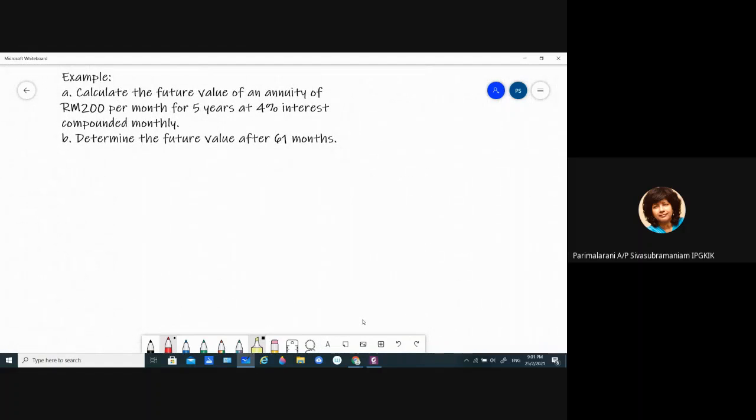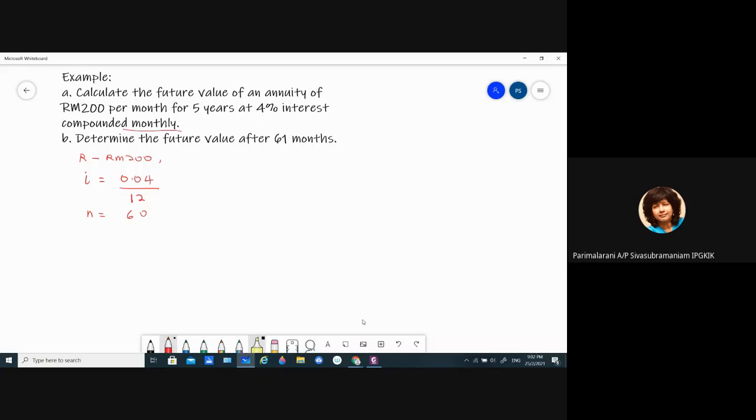Calculate the future value of an annuity of 200 ringgit per month for 5 years at 4% interest compounded monthly. Let's write down our information first. R is equal to 200 ringgit. I is 0.04 over 12, compounded monthly. What else do we know? N is 12 times 5, how much is that? 60. N is 60.